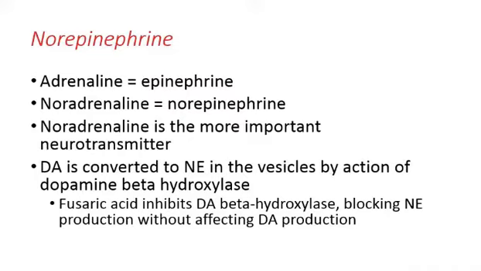Dopamine can be converted to norepinephrine through the action of dopamine beta hydroxylase, as I showed you on a previous slide. There's a drug called fusaric acid that can inhibit that enzyme, and so that would block norepinephrine production without affecting dopamine production. So it would just prevent the conversion of dopamine to norepinephrine. So that's again one way to make more dopamine stay around, but unfortunately less of it can be converted to norepinephrine.